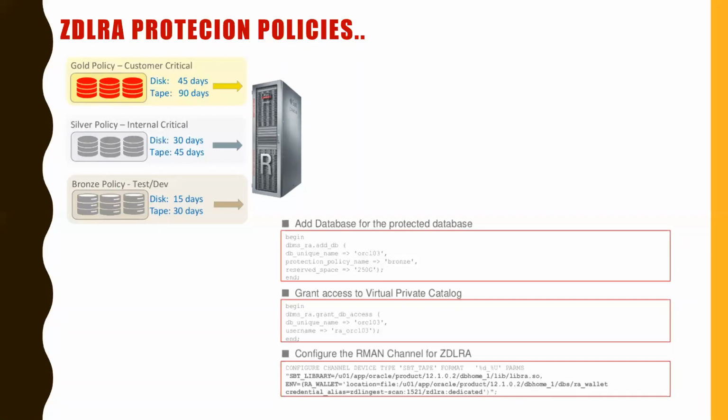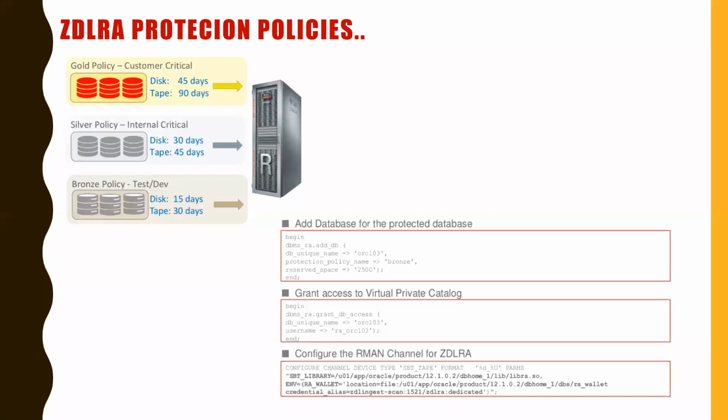When we set the bronze policy, on the left side you can see that for test or dev, we can have this retention for 15 days on disk. So we can set whether it is required for bronze, silver or gold, and depending on that, we set the protection policy as well.